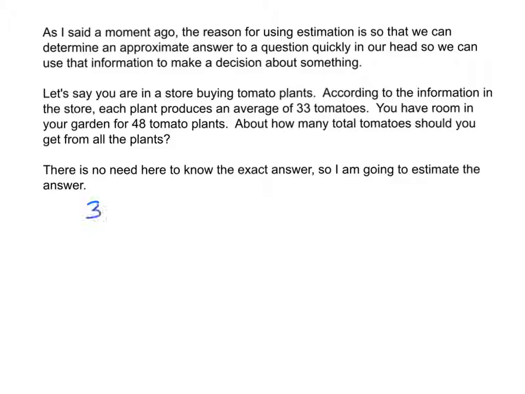If I wanted to find the exact answer, I would be going 33 multiplied by 48. But for the estimated answer, I'm going to round 33 to 30. I'm going to round 48 to 50. And then I'm going to use the multiplication rule that I just talked about. 30 times 50, 3 times 5 is equal to 15. And since I have two zeros in the multiplication problem, I need two zeros in my answer, so the answer is about 1,500 tomatoes.